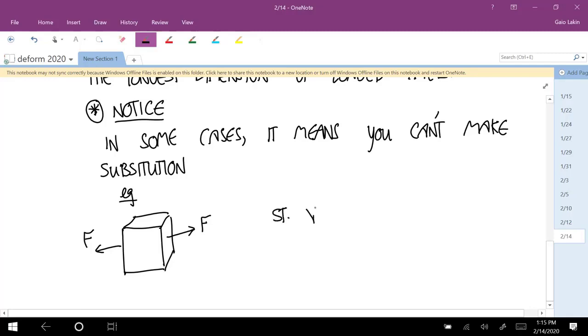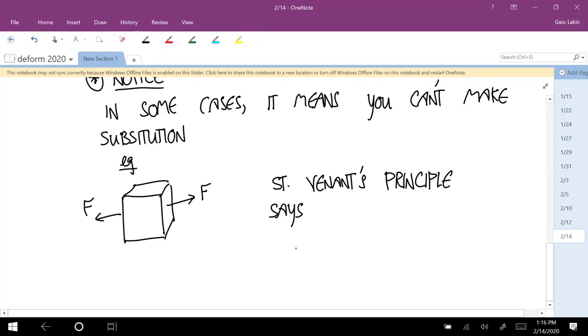So in this case, St. Venant's principle says the results would be bad everywhere.